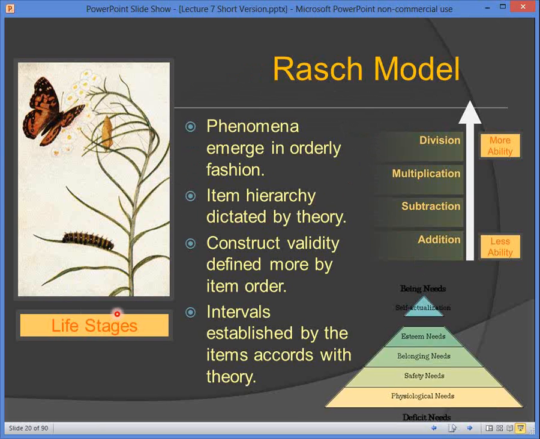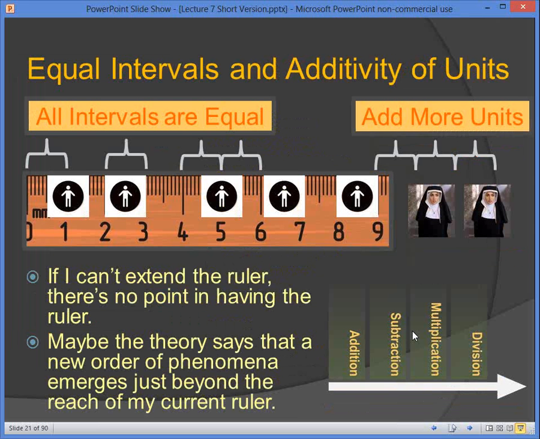You can think of this as being life stages. At the bottom level, you have a caterpillar, and then all caterpillars become pupas, and then they go on to become butterflies. Or as we've talked about, addition, subtraction, multiplication, and division, or even Maslow's hierarchy of needs. So you've got the phenomena emerging in an orderly fashion. The order of this orderly emergence becomes the item hierarchy, and the items are actually dictated by the theory.